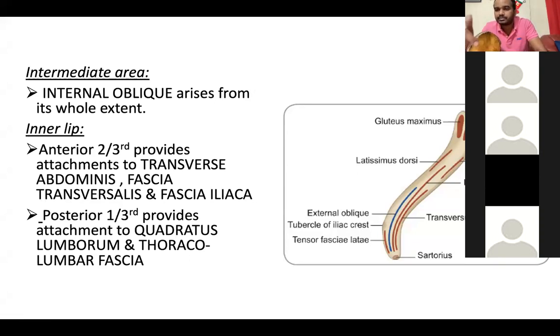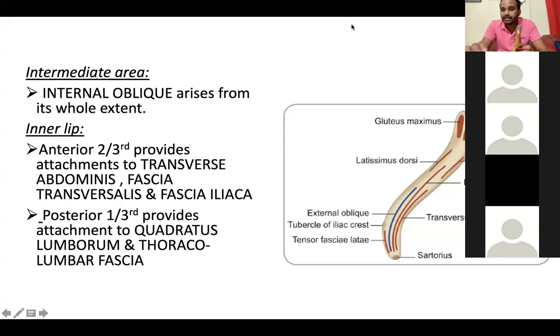This is outer lip. This is inner lip. This is intermediate area. The inner lip anterior 2/3 provides attachment to transversus abdominis. Transversus abdominis is a muscle of the abdomen, anterior wall of abdomen.